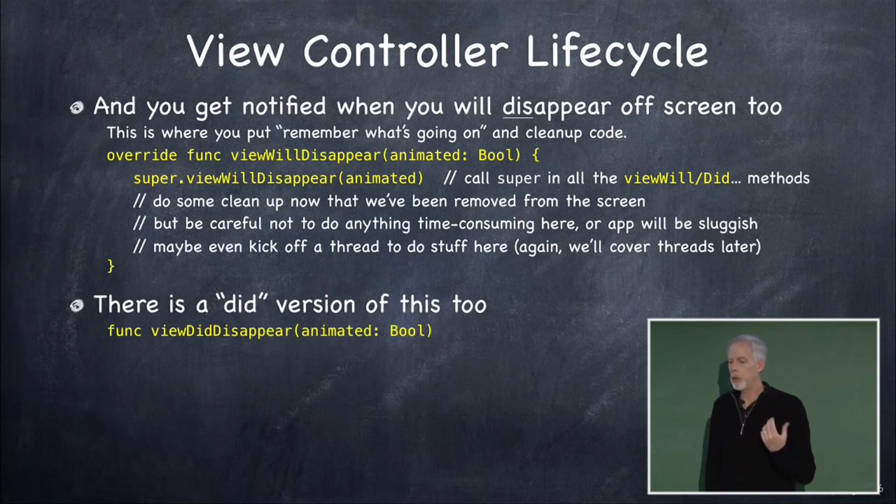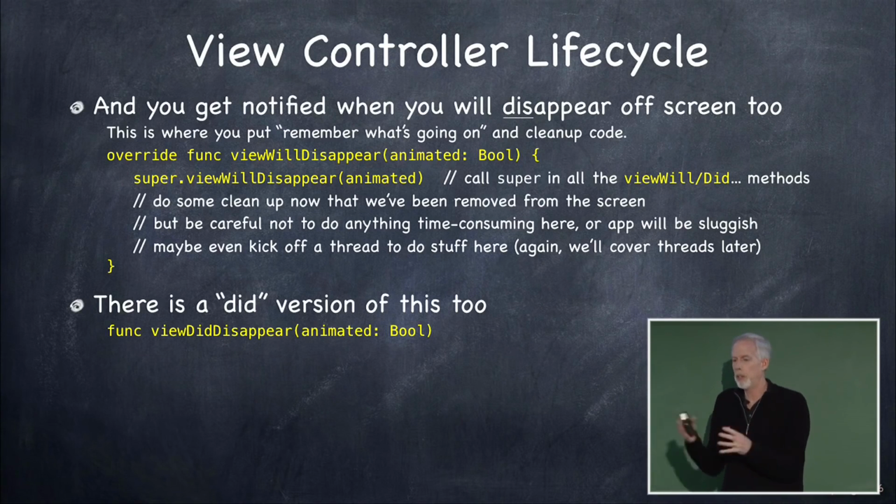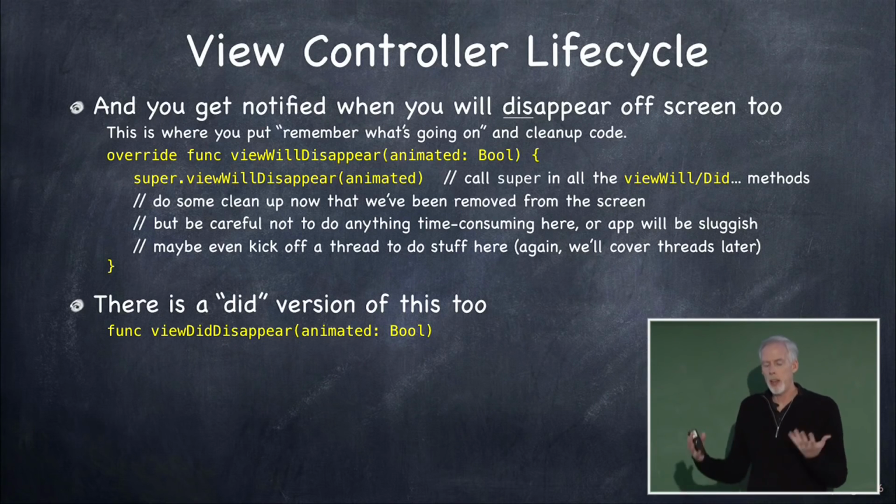And there's also a viewDidDisappear. This is where you might free up something you fetched from the network in viewWillAppear. See how they kind of are mirrors of each other? The will and did appear, and then the will and did disappear. You do and undo things as it goes on and off.